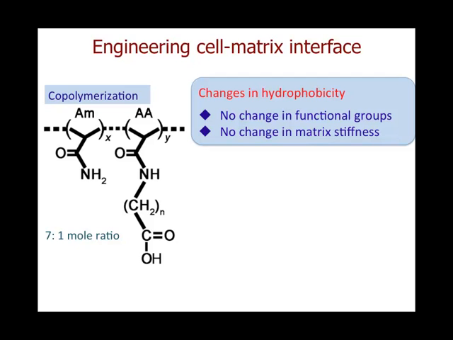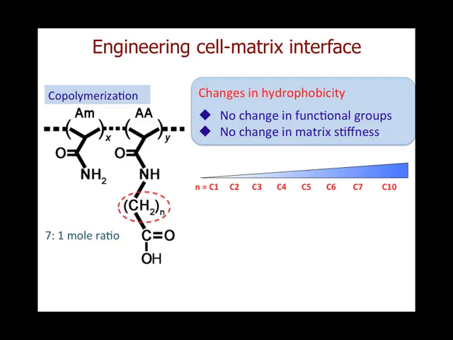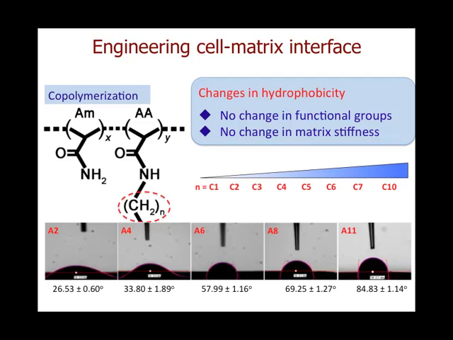Now we created this material. The beauty of this material is that I can increase the length by changing the CH2 group. I can go from 1 to 10. So what I'm doing is that I have a network and I'm introducing this hand, and by changing the n, I'm increasing the length of the hand. When I do that, we can see that this is hydrophilic and this is hydrophobic. This is the water droplet on the surface of these materials, and you can see the water contact angle is changing. So you know that now the surface property is changing.